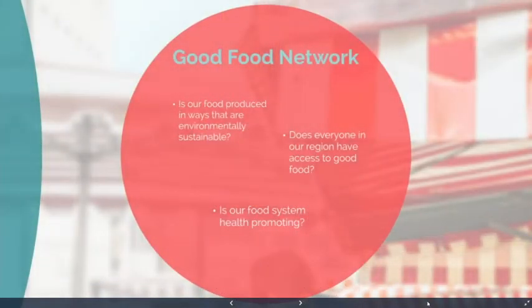The Good Food Network is a broad-based network of individuals and organizations in the capital region who have come together to raise some important questions about the local food system. You can see some of the questions they're looking to address on the board there. Essentially, their goal is to address key issues within the local food system while working to build a sustainable and robust regional food system.